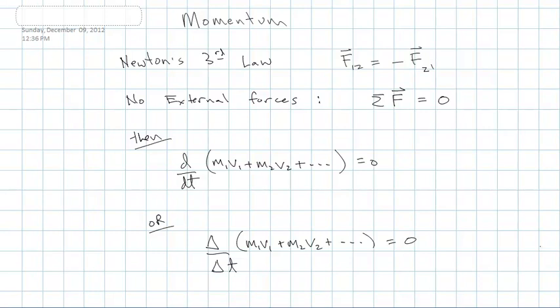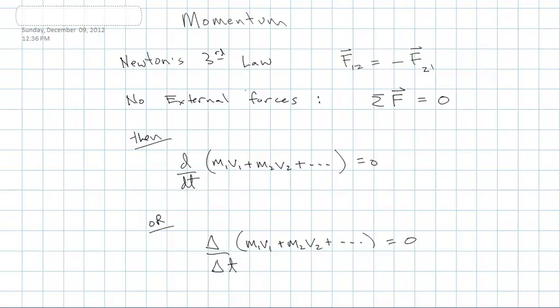Momentum conservation is one of those powerful laws of physics that helps us solve problems. Momentum and energy are two that we use together a lot. We can't always use energy to get completely through a problem. We can't always use momentum to get completely through the problem. But between the two of them, we can get through some very complicated problems and solve them.